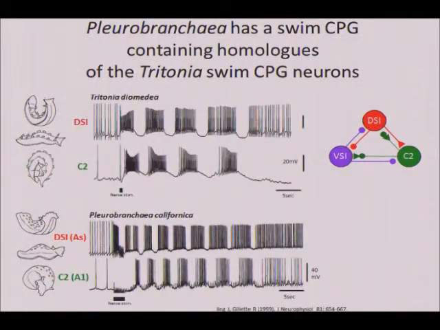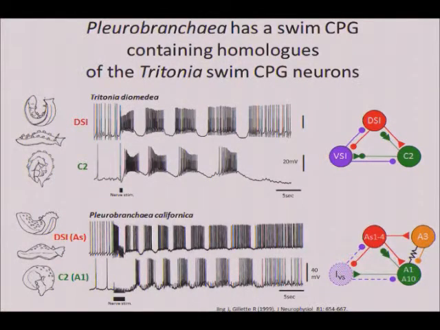In Tritonia, DSI and C2 are both rhythmically active during the swim motor pattern, and in Pleurobranchaea, their homologs are both rhythmically active during the fictive swim motor pattern. The phase relationships between these two neurons are also similar to what we see in Tritonia, but the periodicity is increased, and that is reflective of the fact that Pleurobranchaea swims faster than Tritonia.